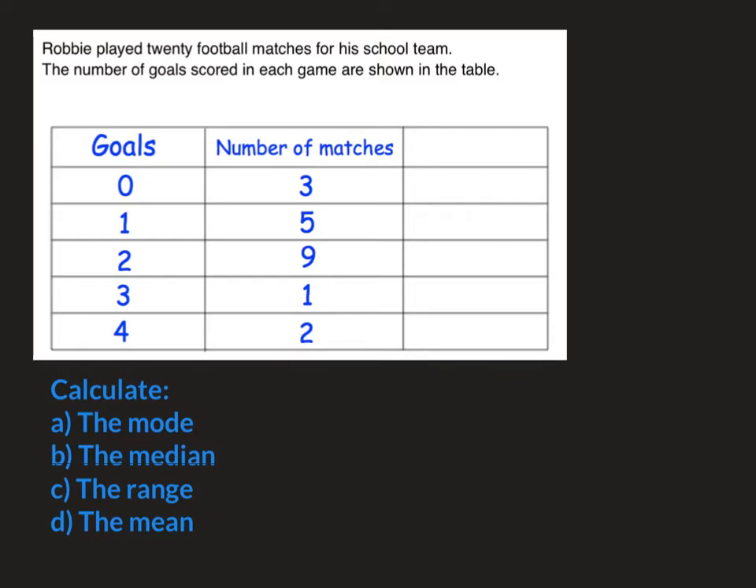So Robbie played 20 football matches for his school team. The number of goals scored in each game are shown in the table. So in 3 of the matches he scored 0 goals. In 5 of the matches he scored 1 goal. In 9 of the matches he scored 2. In 1 of the matches he scored 3, and in 2 matches he scored 4.